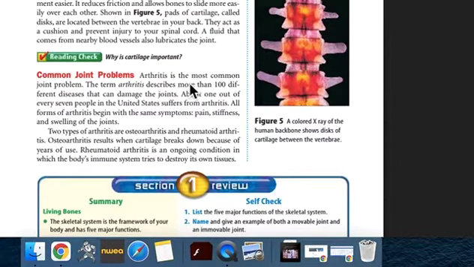Common joint problems. Arthritis is a common joint problem. The term arthritis describes more than 100 different diseases that can damage the joints. About 1 of every 7 people in the United States suffers from arthritis. All forms of arthritis begin with the same symptoms: pain, stiffness, and swelling in the joints. Two types of arthritis are osteoarthritis and rheumatoid arthritis. Osteoarthritis results when cartilage breaks down because of years of use. Rheumatoid arthritis is an ongoing condition in which your body's immune system tries to destroy its own tissue.